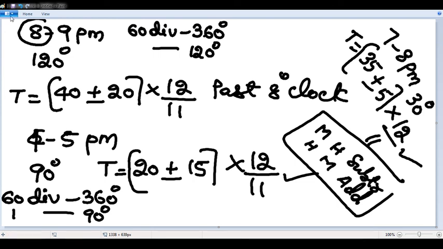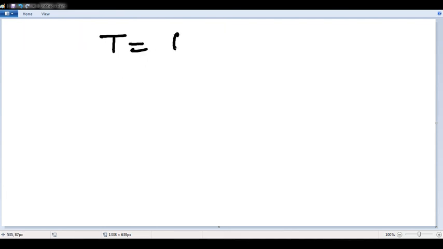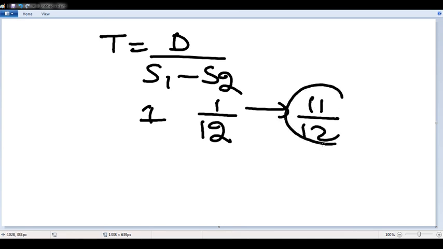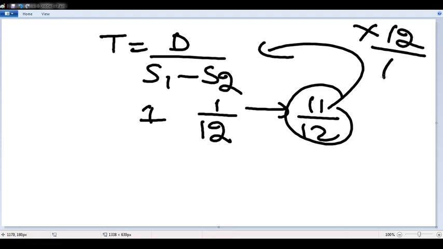I already gave an explanation. Yes, I'll still give it for you. Time equivalent to D by S1 minus S2. Right? This is 1 and this is 1 by 12. Difference will be 11 by 12. If it comes in the numerator, it will become into 12 by 11. I hope it is clear, sir.